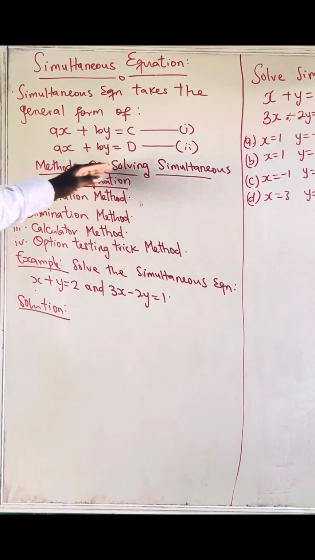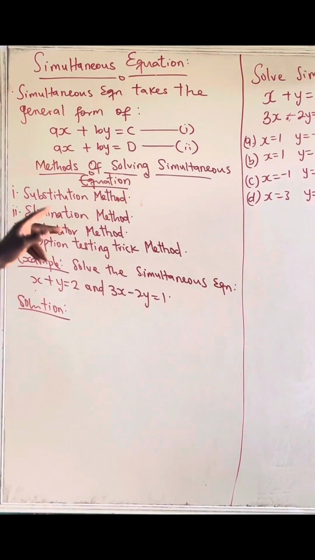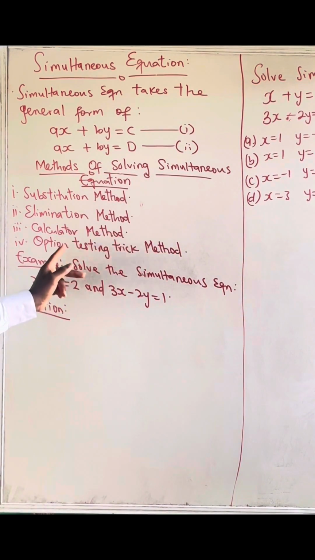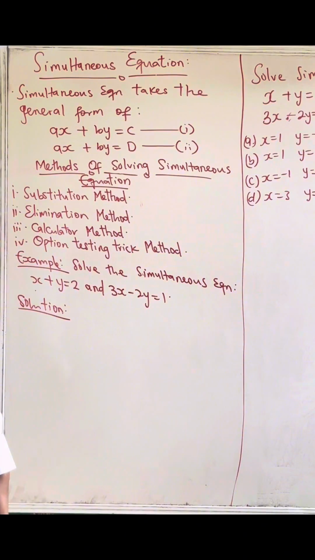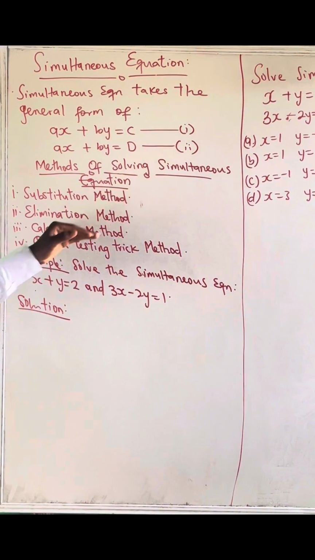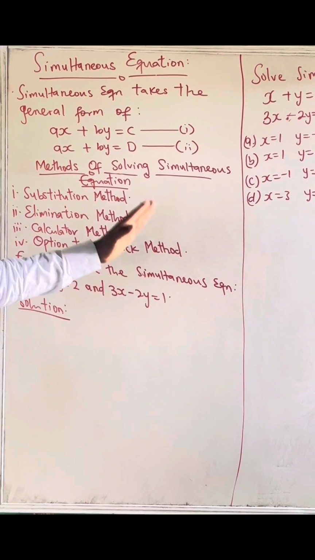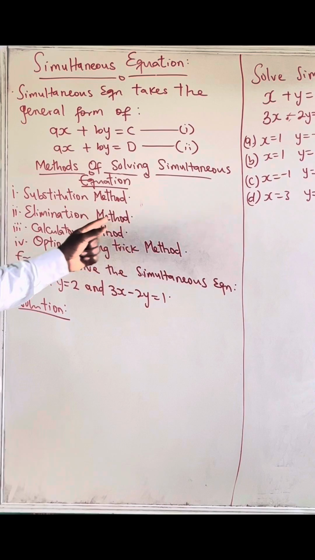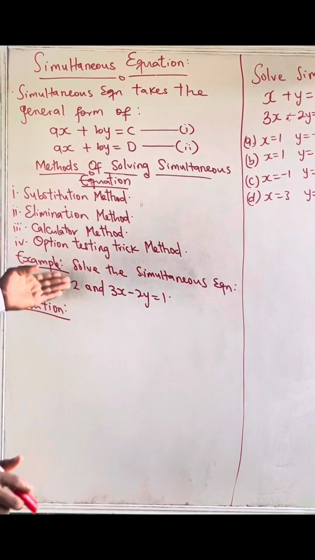So there are methods of solving simultaneous equations. The methods are the substitution method, elimination method, calculator method, and option testing trick method. For the aim of this video, we are going to be using the substitution method and the option testing trick method in solving this question. In our next videos, we are going to be talking about the elimination method and calculator method. So let's look at this example.